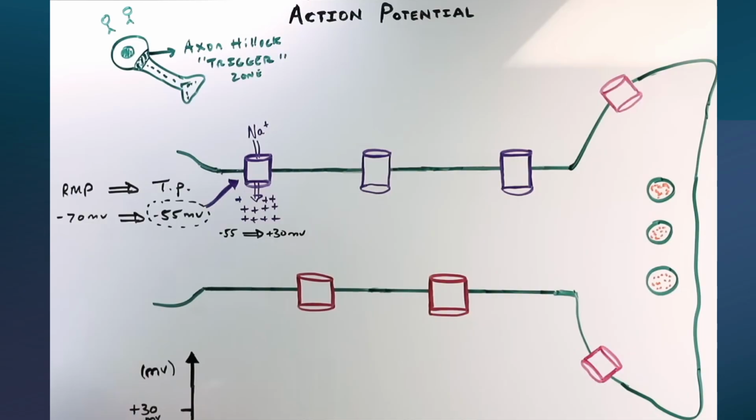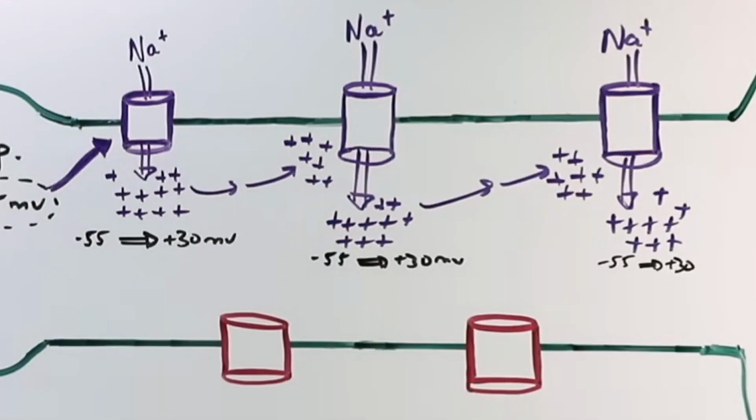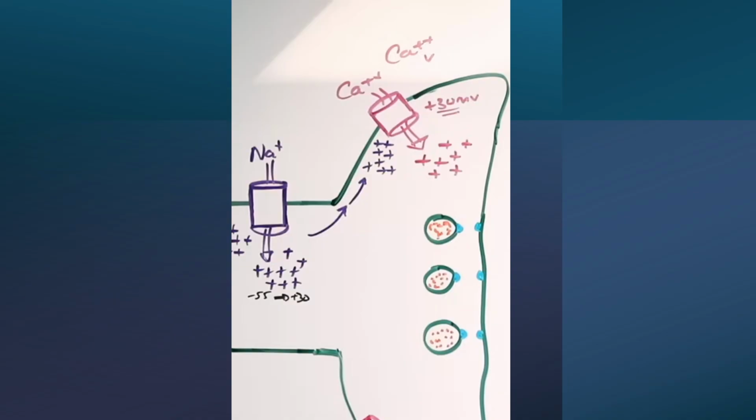Now, it goes on in a wave from left to right, from the beginning of the cell to the end of the cell. Once the first few channels start becoming open, the cell becomes more positive. Then the next couple channels start opening up, the cell becomes even more positive. Then the next few channels start opening up, and the cell becomes so positive until it reaches positive or over positive 30 millivolts. Now, why is positive 30 millivolts important? Because that is our next threshold for continuing the firing.